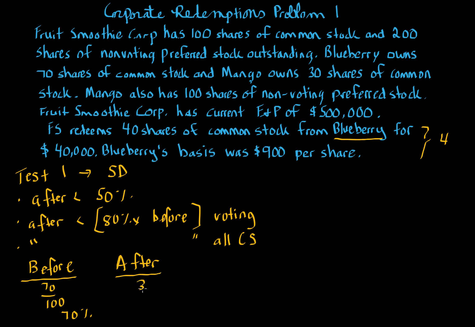So we've got 30 shares divided by 100. The corporation has 100 minus 40, 60 shares outstanding. This equals 50% exactly. We failed the test. Why? Because the rule is it has to be less than 50%. It cannot be equal to 50%. It has to be less than. So we fail the substantially disproportionate test.